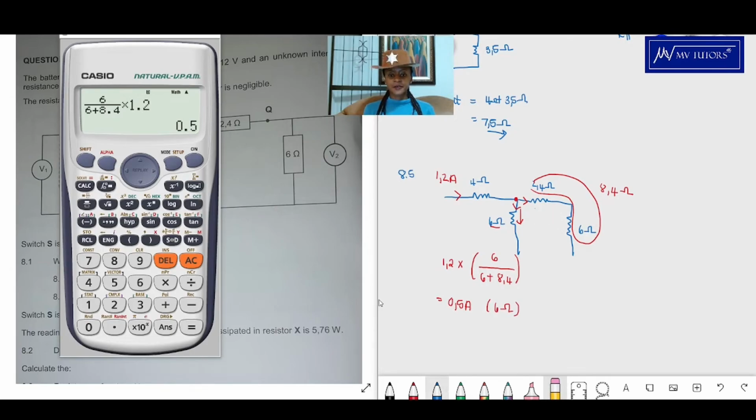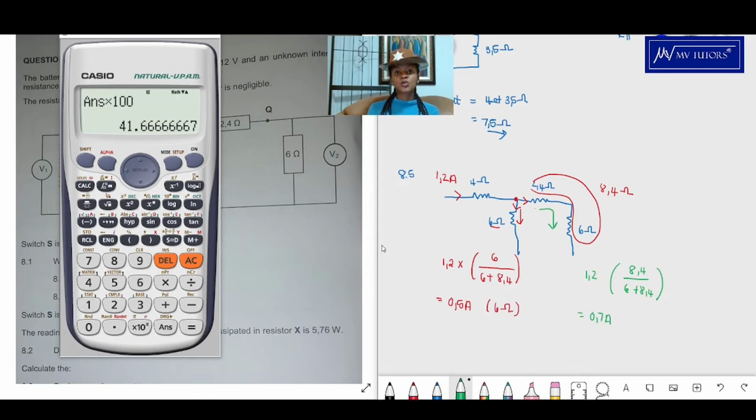Now, if 0,5 amperes goes through the 6 ohm resistor, how much will go through the 8,4 ohm resistor? Well, basically, I don't have to recalculate this again, but if you wanted to, it will basically be 8,4 over 6 plus 8,4. And you'll find that if that was 42% passing through it, the other one would be 58%. But because I know it's 1,2 amperes, I can subtract 0,5 from that 1.2, and I will get 0,7 amperes. So 0,7 amperes actually goes through the 4 ohm resistor as well as the 6 ohm resistor.